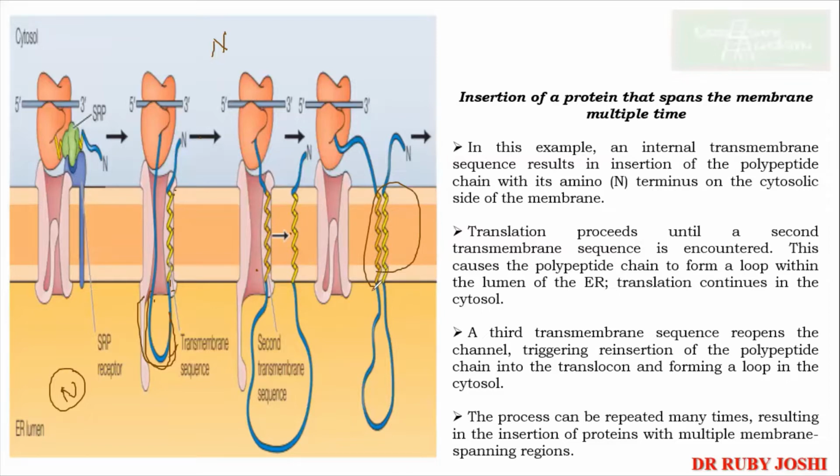So we have seen that GPCRs are made up of 7 alpha helices, then rhodopsin, which has 12, right? So the same procedure keeps repeating till all the alpha helices are inserted into the plasma membrane. Okay. Once you get the time, you can go through what is written over here. It's just the same thing.